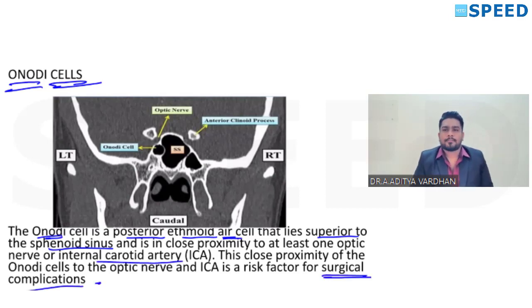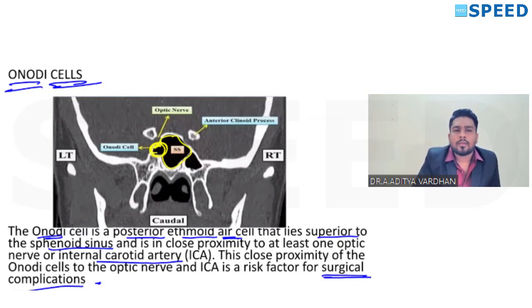This close proximity of the Onodi cells to the optic nerve and internal carotid artery is a risk factor for surgical complications. What I want you to know here is, see here, the lines and the diagram just match with itself. The Onodi cell is a posterior ethmoid air cell. The ethmoid air cells will be present anteriorly and posteriorly. Okay, so that lies superior to the sphenoid sinus. Here you are able to see the sphenoid sinus, and nearby you are able to see the Onodi cell. The structure which I am marking here will be appearing black. Okay, it is superior to the sphenoid sinus and is in close proximity to at least one optic nerve.